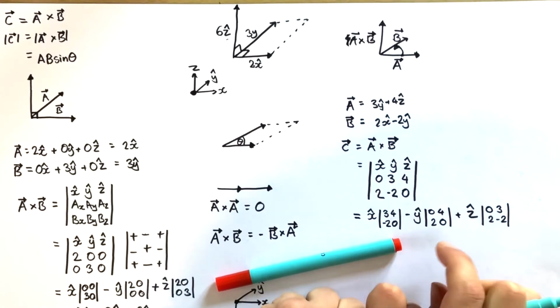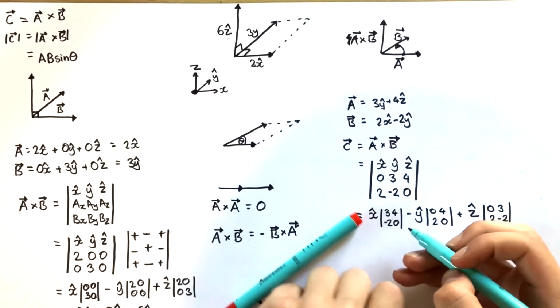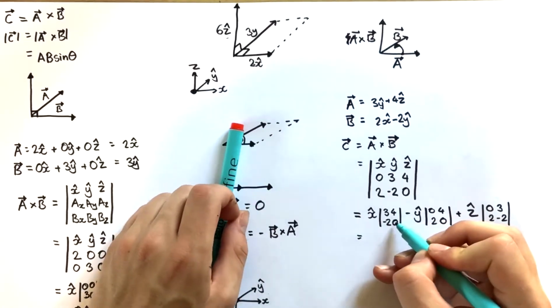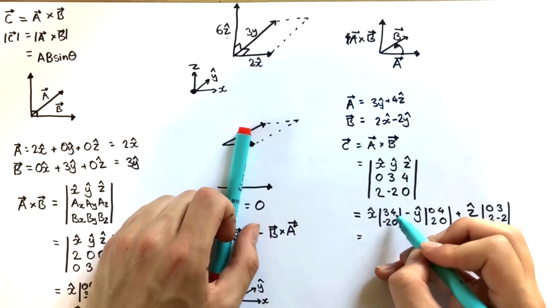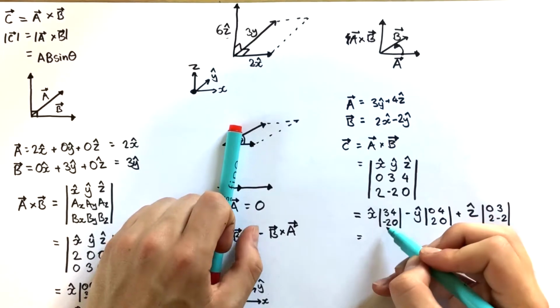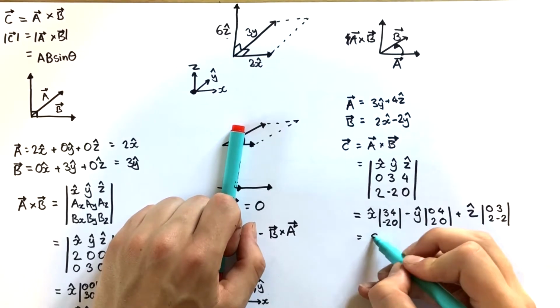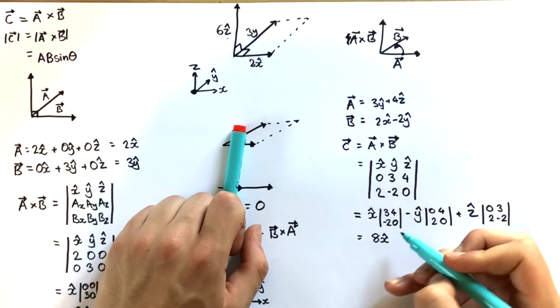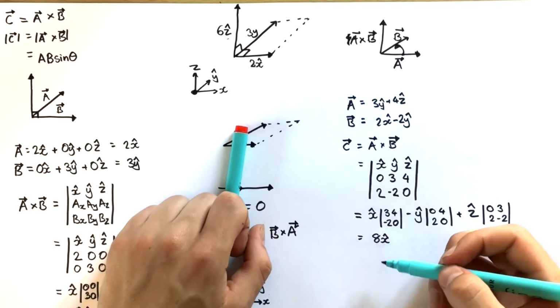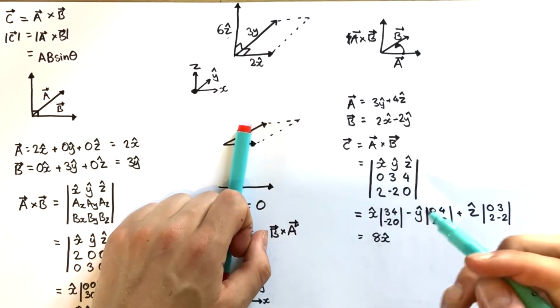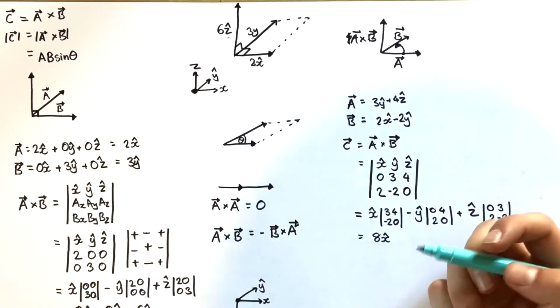So let's go ahead and evaluate all these determinants. Well, 3 times 0 is 0, minus 4 times minus 2. Well, we've got 0 minus 8, which is minus 8, but with the 2 minus signs it becomes 8x hat. You've got to be pretty careful when evaluating these because it's very easy to make a mistake.